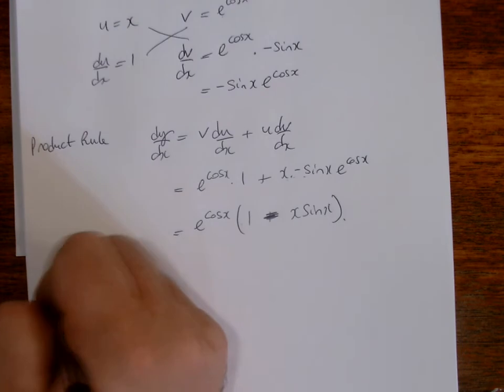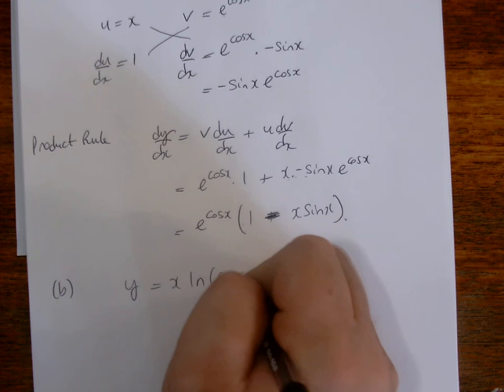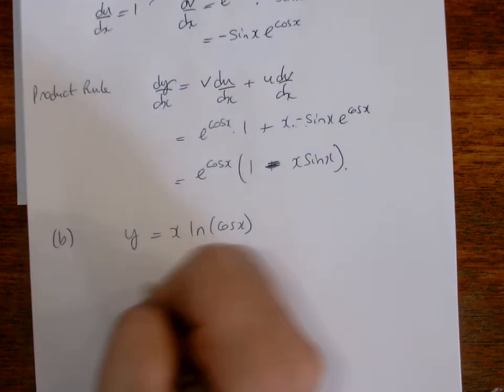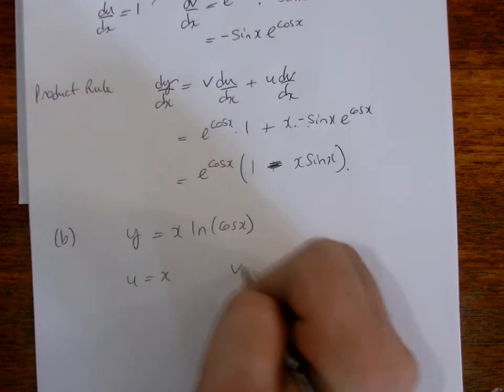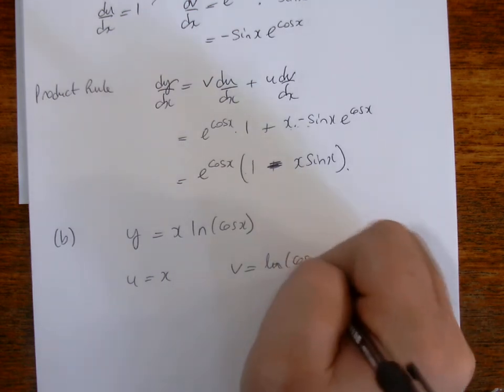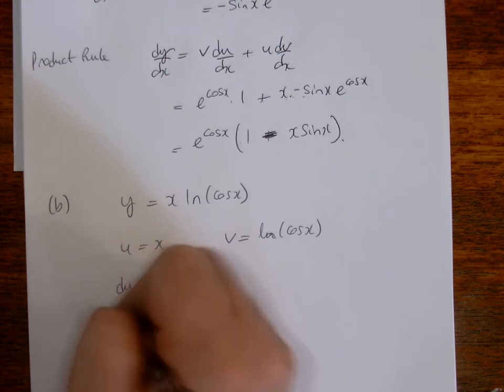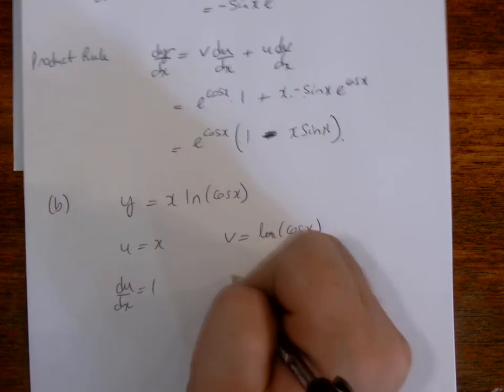In B, we've got y equals x ln of cos x. So you've got your u to be the x, and your v to be ln of cos x. Okay, so differentiate u, you get du dx is equal to 1.